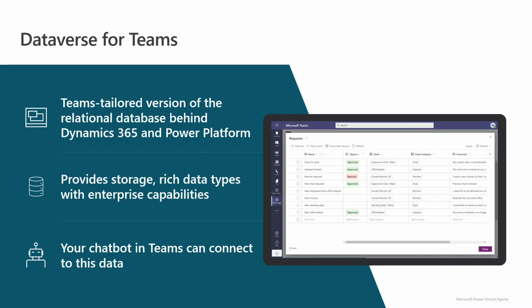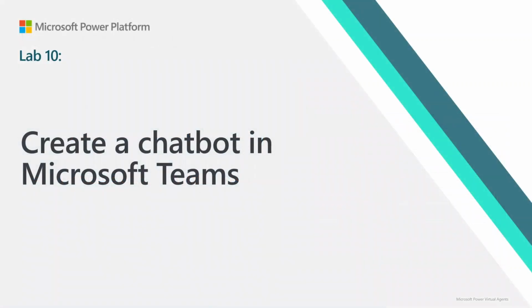When you deploy Power Virtual Agents, you get this thing called Dataverse for Teams. It is a Teams-tailored version of the Power Platform Dataverse, but it's specifically for Teams. And the chatbot connects to Dataverse for Teams data. So it's a little bit different to the Power Platform and Dynamics databases, but it's a Dataverse just for Microsoft Teams, which you need to have in Teams for it to work. So the lab will guide you through lots of good stuff on this. Let's just go to the lab and have a look.